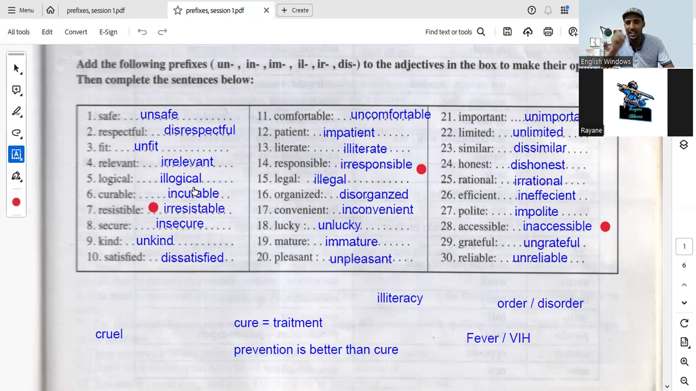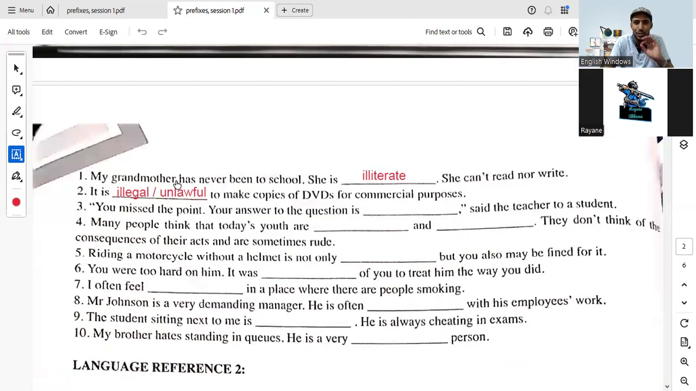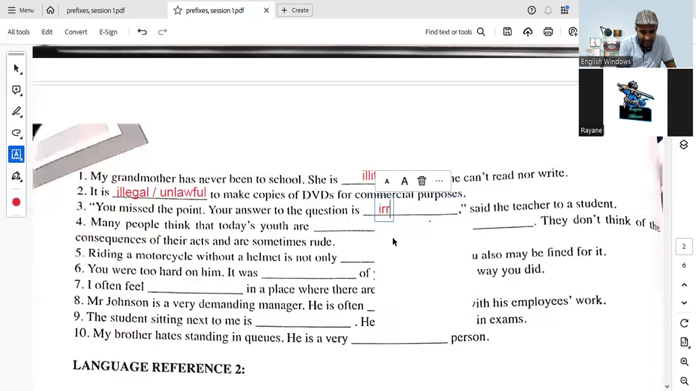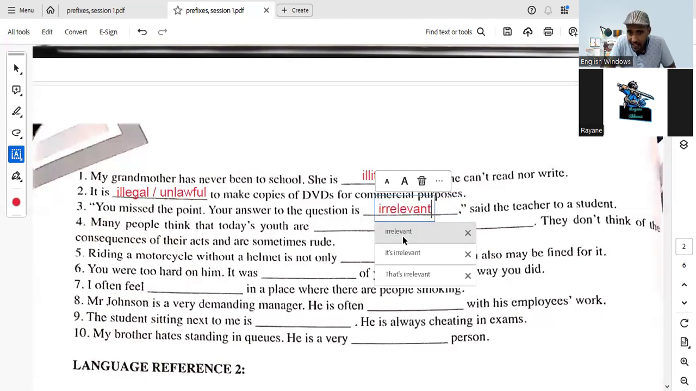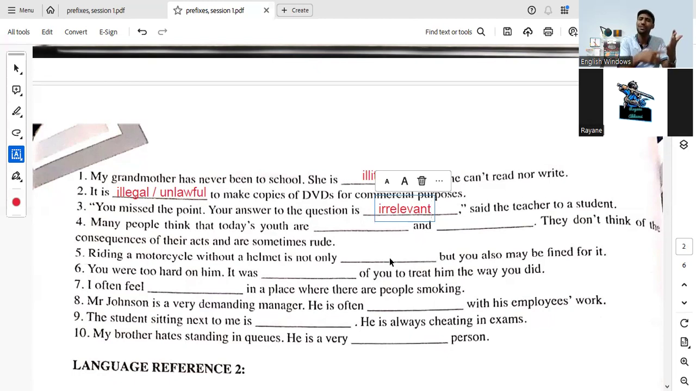Irrelevant, you missed the point, right? Okay, so we say it's irrelevant. A student sometimes comes to the teacher to complain about the mark that he got, for instance, in a specific answer to a question. Teacher, look, I answered this correctly. And you start arguing and so on. And then the teacher says, I'm sorry, your answer is irrelevant. It means it's beside the point, right?